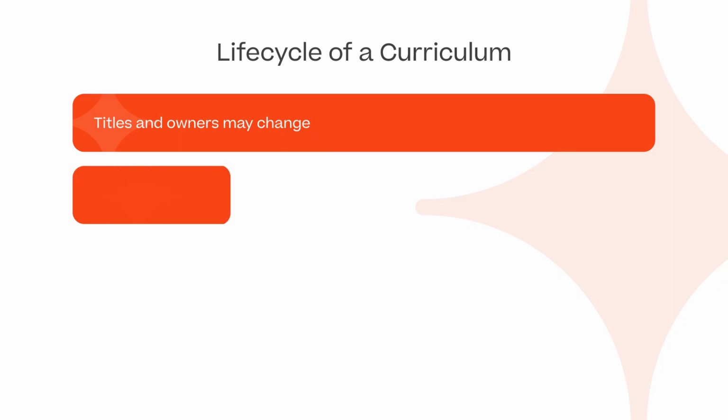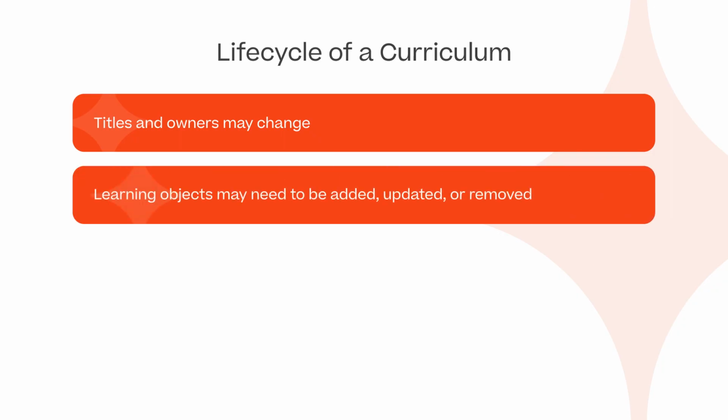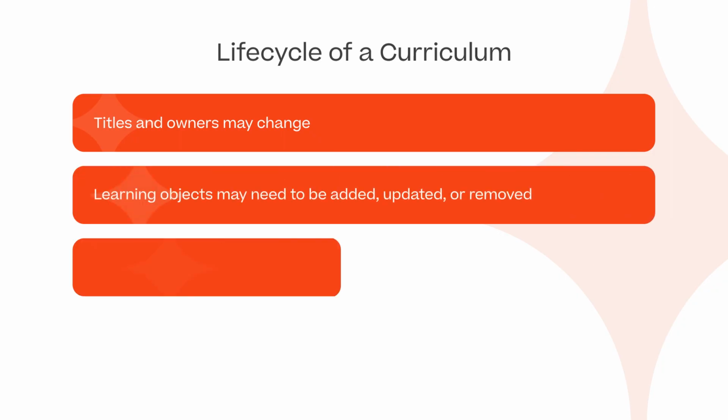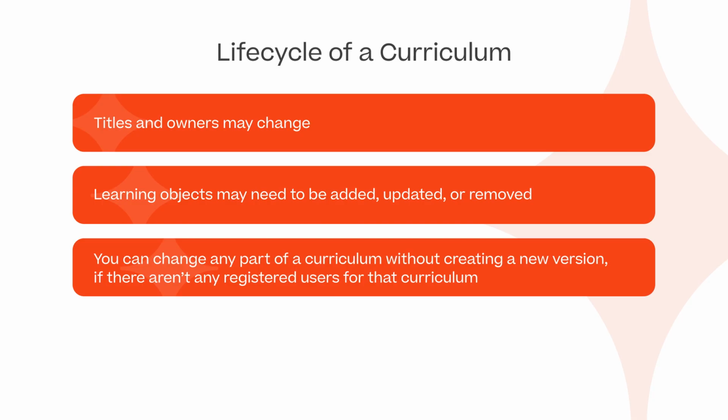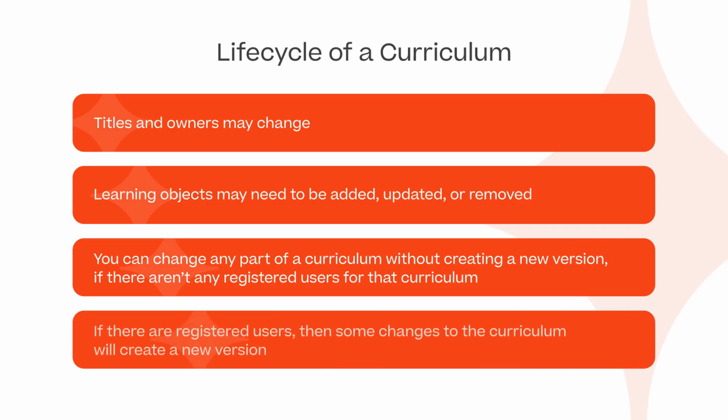During the life cycle of a curriculum, things may change. Titles and owners may change. Learning objects may need to be added, updated, or removed. You can change any part of a curriculum without creating a new version, if there aren't any registered users for that curriculum. However, if there are registered users, then some changes to the curriculum will create a new version.